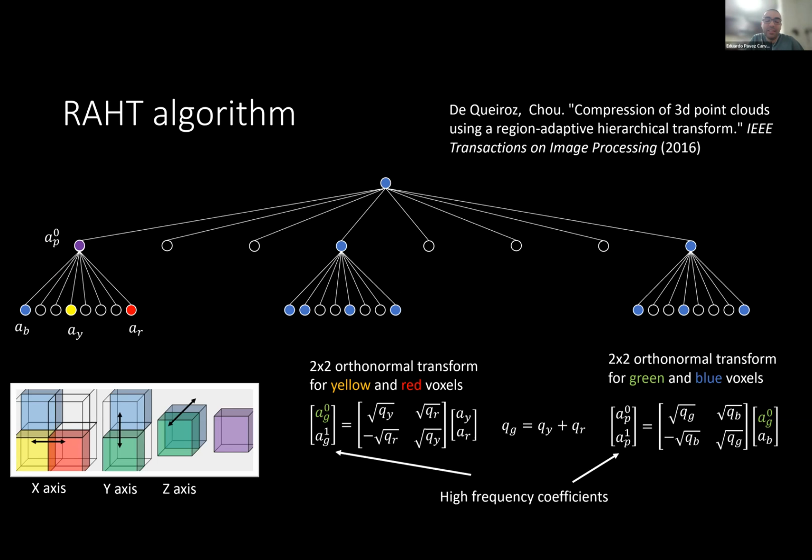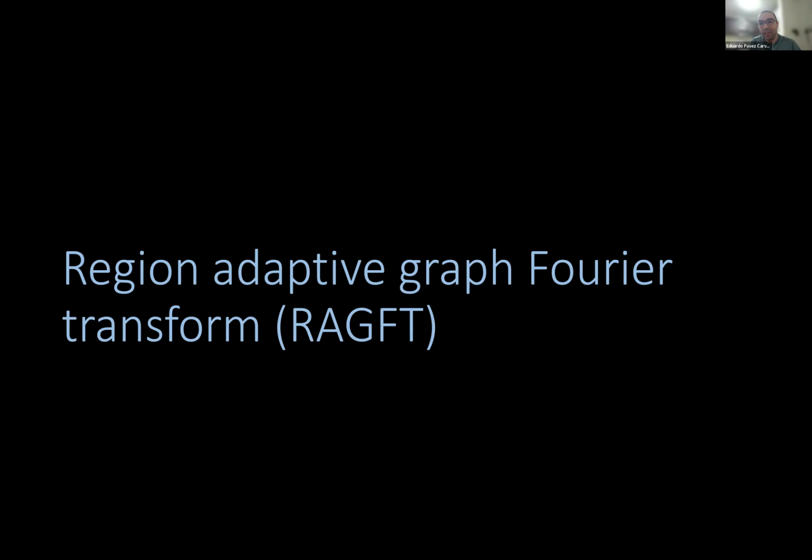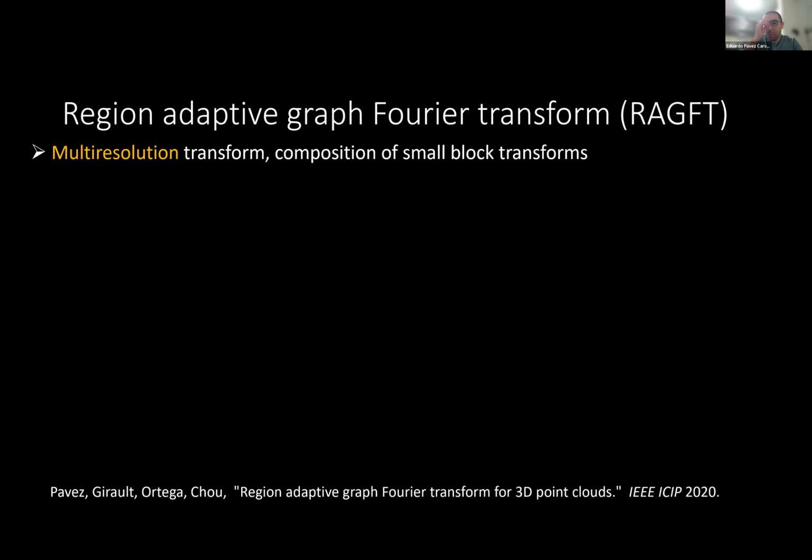And as you can imagine, because it composes these very small transforms, it can be implemented very efficiently. The complexity is very low. An issue with this transform is that it doesn't really exploit the spatial correlation of the signal, because it only processes two points at a time. So what we came up with is an idea that combines both ideas, the tree structured composition of transforms with the block GFT that exploits the geometry much better. We proposed this thing called the regional adaptive graph Fourier transform.